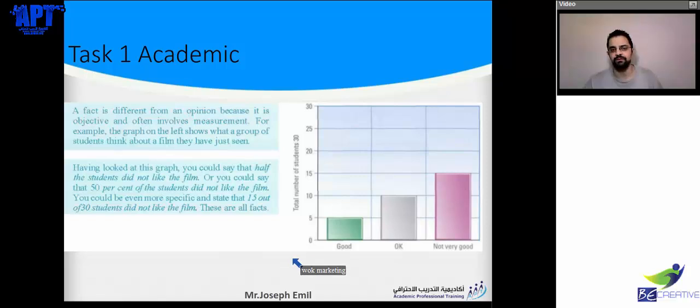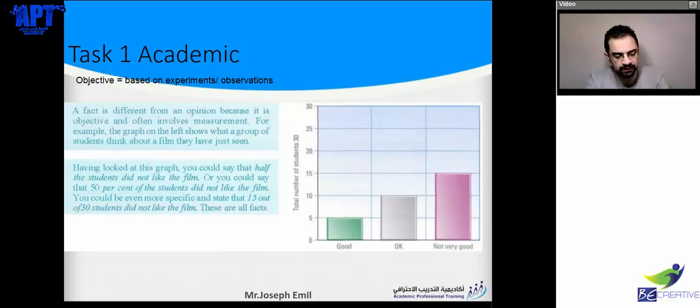A fact is different from an opinion because it's based on research, because it's objective. Okay, it's based on research and it involves measurement. Right? When you say something is objective, it means that it is based on experiments or observations. Right? That's an objective sentence.